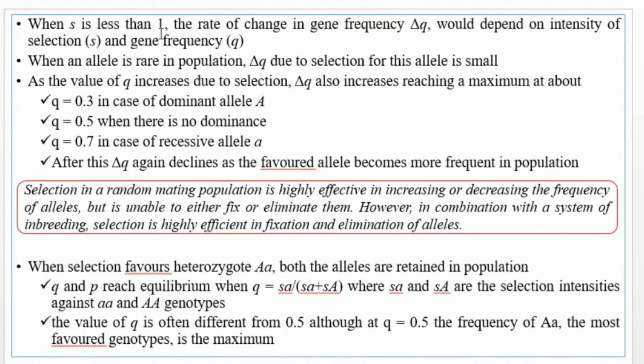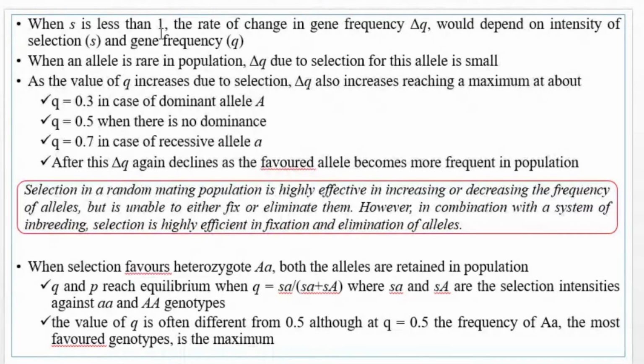So selection in random matching population is highly effective in increasing or decreasing the frequency of allele, but is unable to either fix or eliminate them. However, in combination with the system of inbreeding, selection is highly efficient in fixation and elimination of alleles. अब हामीले सेलेक्सनबाट चाहिँ एलेलहरुलाई एलिमिनेट गर्न सक्दैनौं, फिक्सेसन पनि गर्न very difficult हुन्छ। तर सिलेक्सनले जुन एलेलिक फ्रिक्वेन्सी हो that will change, either one allele increases in its frequency or the other allele decreases in its frequency. तर selection in combination with the inbreeding helps in fixation and elimination of the alleles.